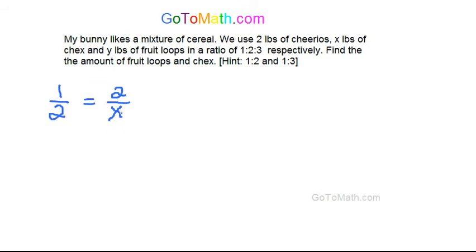And so basically we have an equation here you want to solve for X. So hopefully you know how to do that. Now remember, there's a quick way. Just flip these fractions. We're trying to solve for X here, and then multiply both sides by 2, and therefore X is equal to 4. Alright, so you'll want to mix 4 pounds of Cheerios.